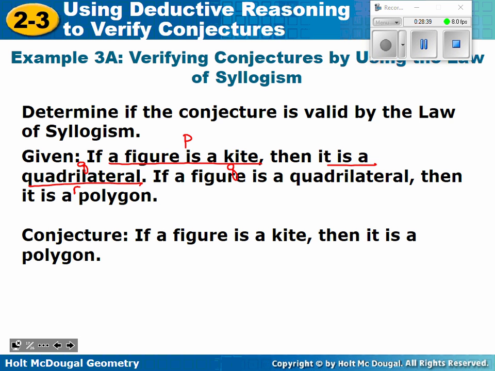So what we should be able to say is if P, then R. What we cannot say is if R, then P. Are you with me? So can we say if a figure is a kite, then it is a polygon? Okay, because this is P and this is R. They used it correctly. So is this a valid use of the law of syllogism? Yes, it is valid. Okay, let's look at another one.